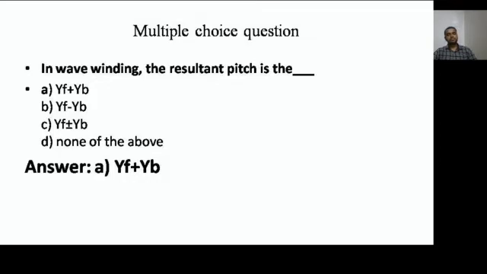Next question. In wave winding, the resultant pitch is YF plus YB, YF minus YB, YF plus or minus YB, none of the above. The answer is front pitch plus back pitch. The resultant pitch is obtained by addition, since both front pitch and back pitch have the same sign, moving in the forward direction. Hence the resultant pitch is always equal to the addition of back pitch and front pitch.